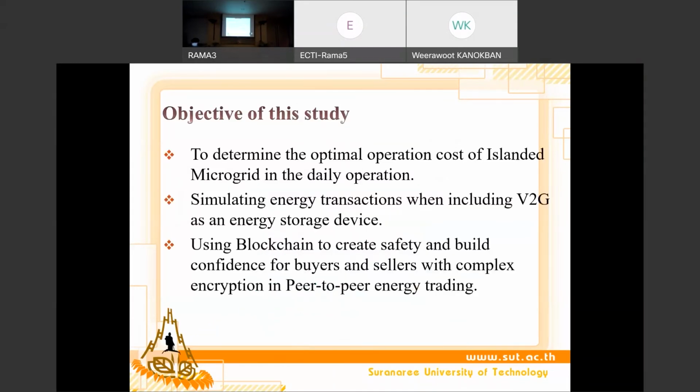The objective of this study is to determine the optimal operation cost of an islanded microgrid in daily operation, simulating energy transactions when including V2G and energy storage devices, and using blockchain to create safety and build confidence for buyers and sellers with encryption in peer-to-peer energy trading.